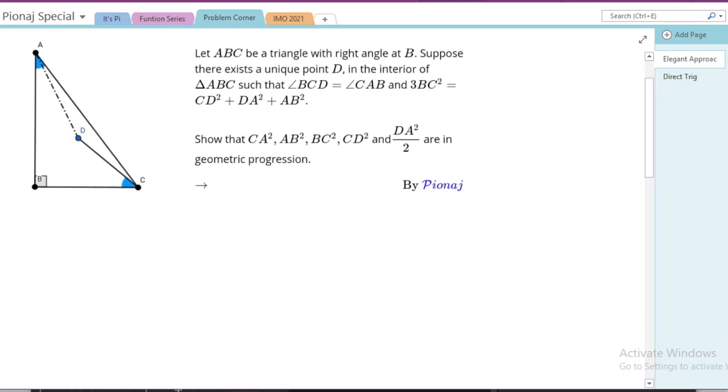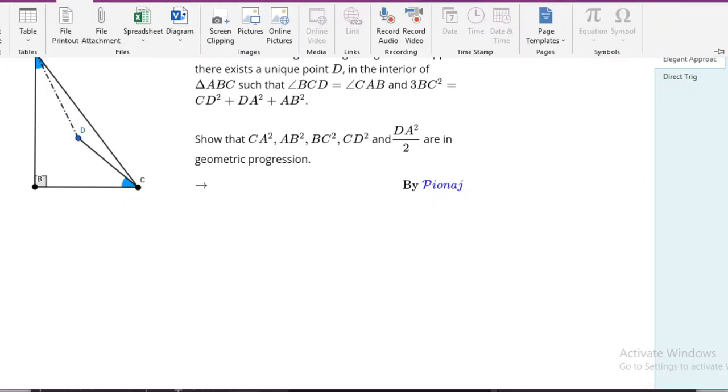Let ABC be a triangle with right angle at B, as shown in the diagram. Suppose there exists a unique point D in the interior of triangle ABC, such that we have the blue angles equal, and then we have this length criteria. I want to show that these lengths are in geometric progression. To do this, we're looking at a construction.